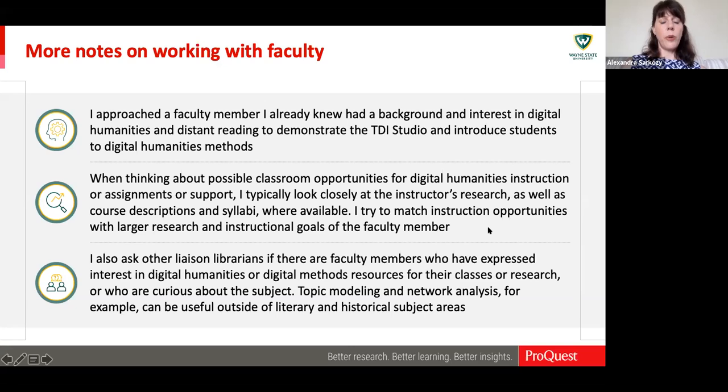And then I also asked my colleagues if they knew of other faculty members who've expressed interest in digital humanities or digital methods, because this is an area that the library can bring value to the classroom outside of just citation management software or database searching support, or other traditional library teaching areas.